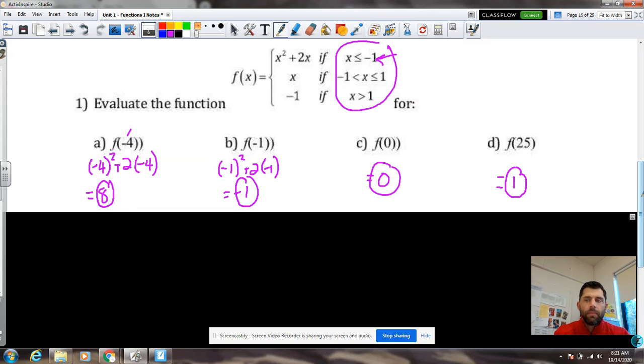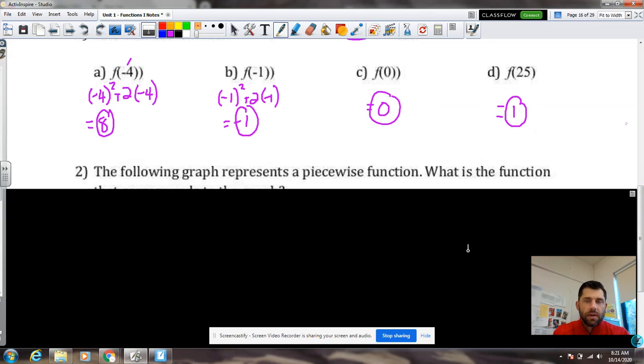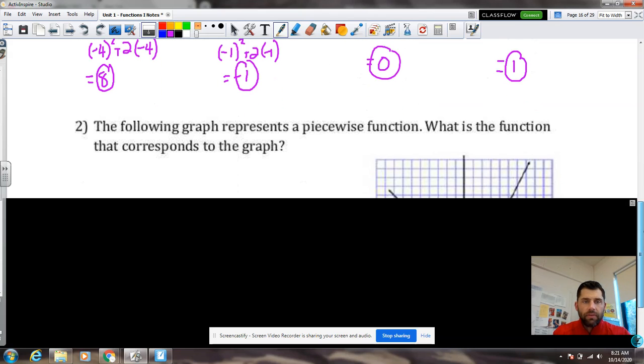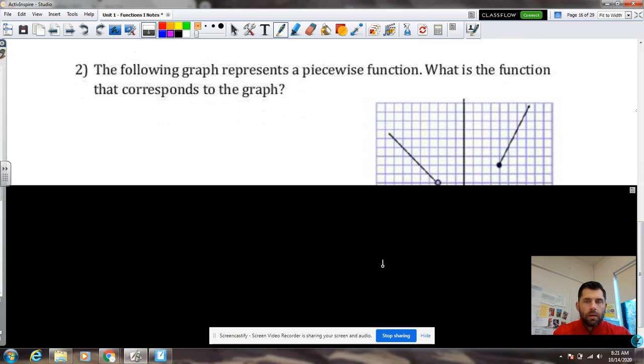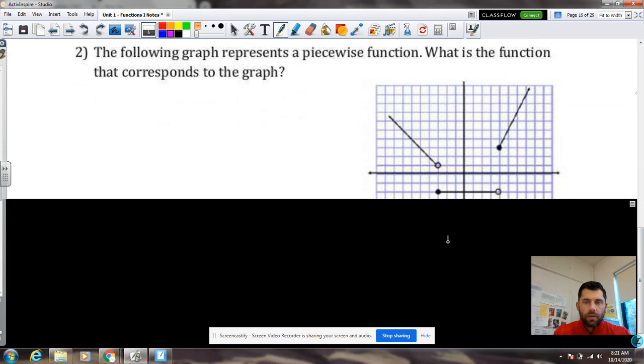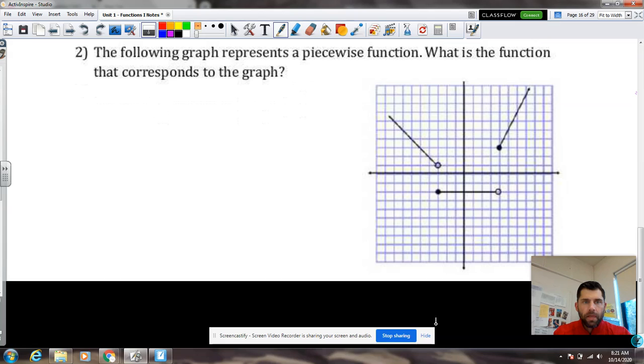So that's how these piecewise defined functions work. We're going to be graphing them, we're going to be writing the equations from graphs, so not a lot of stuff that you haven't done before. So what I'm going to do here is let you guys work for a minute, and then I'll show my answer. So the following graph represents a piecewise function. So what is the function that corresponds to this graph?